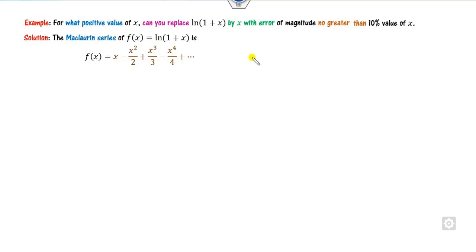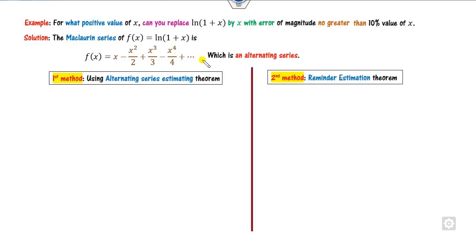So this clearly says that this is an alternating series. Once this is an alternating series, you may apply the alternating series estimation theorem, or you can apply the remainder estimation theorem. So we can use both methods. Firstly, we can describe what is given to you. That is, the approximation is only x. You can see this is only x.